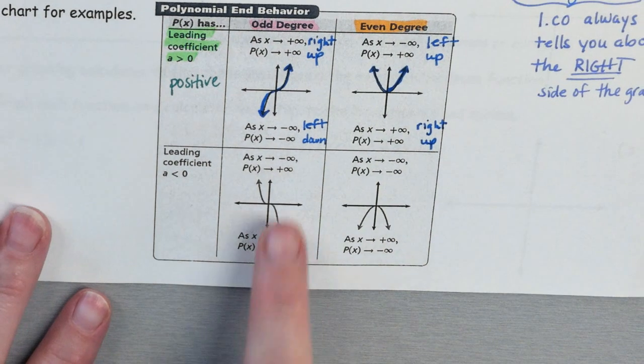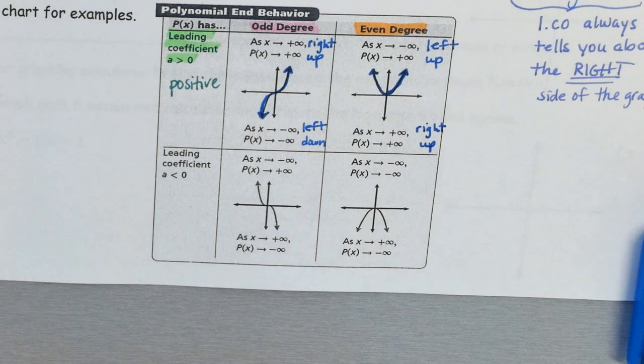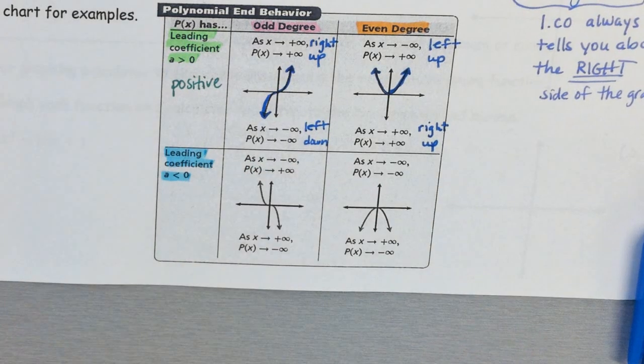Okay, do you guys think that you could notate this one, or do you want to do one more together? What do you think? Want to give it a try? Okay, and this is where your leading coefficient is negative. Leading coefficient is less than 0.